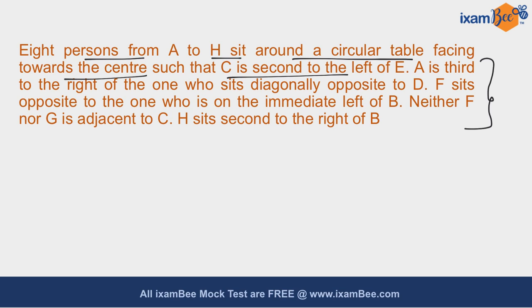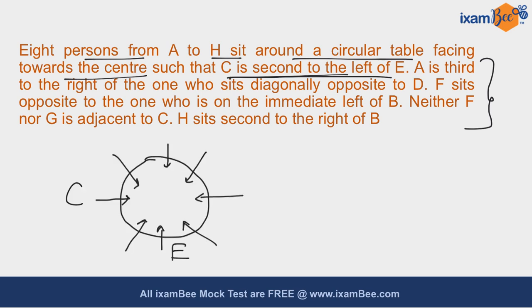So let us comprehend statement by statement and try to solve this particular question. It is given to you that C is second to the left of E. Based on this statement, we can draw a diagram and accordingly you will get this. Now it is given to you that neither F nor G is adjacent to C. So clearly you can't place G and F over here because they are not adjacent to C.